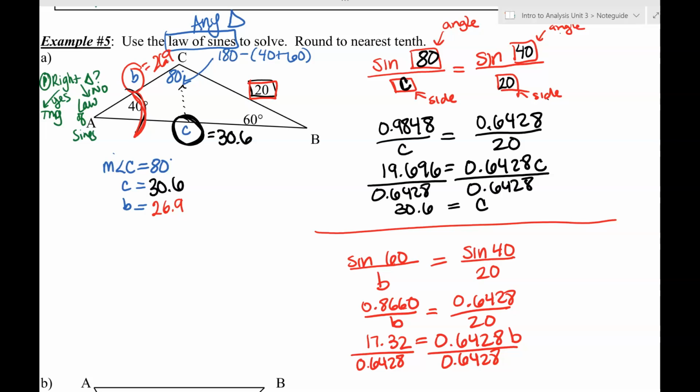All right, so that solves this entire triangle, all using that law of sine. So really our goal here is that you can appropriately use these formulas that we're going to discuss today.